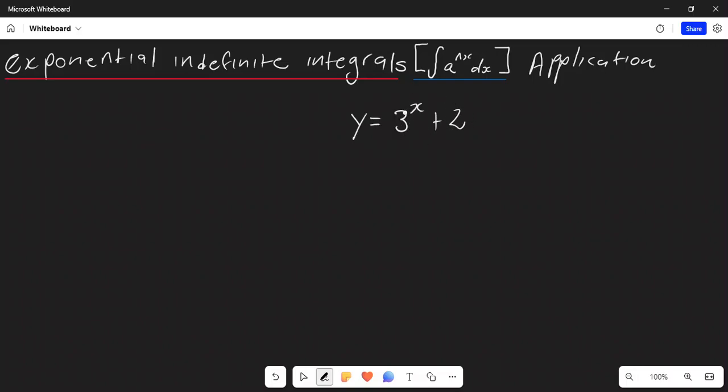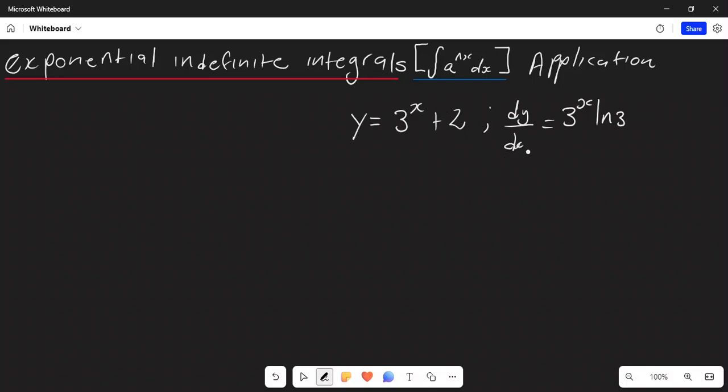The first term here is an exponential function, and the second term is just a normal function. Now if they say find the derivative of this function, dy over dx is going to give us, starting with the first term, 3 to the power of x multiplied by natural log, and our base is 3, right? Then the second term is going to be 0.